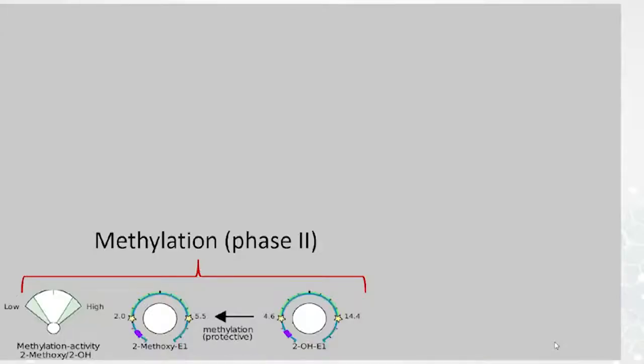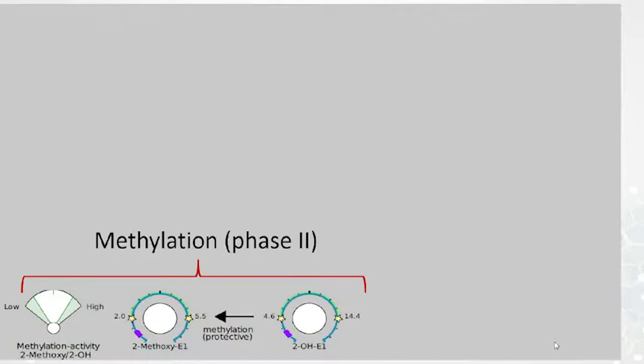As we move on to methylation, which is a part of phase 2 metabolism, we're simply looking at the conversion of 2-hydroxy-E1 to 2-methoxy-E1. That methylating step is thought to be protective as it relates to the estrogens, but it's also very important elsewhere. It helps you get rid of catecholamines and other compounds, so it's an important step as it relates to overall health.